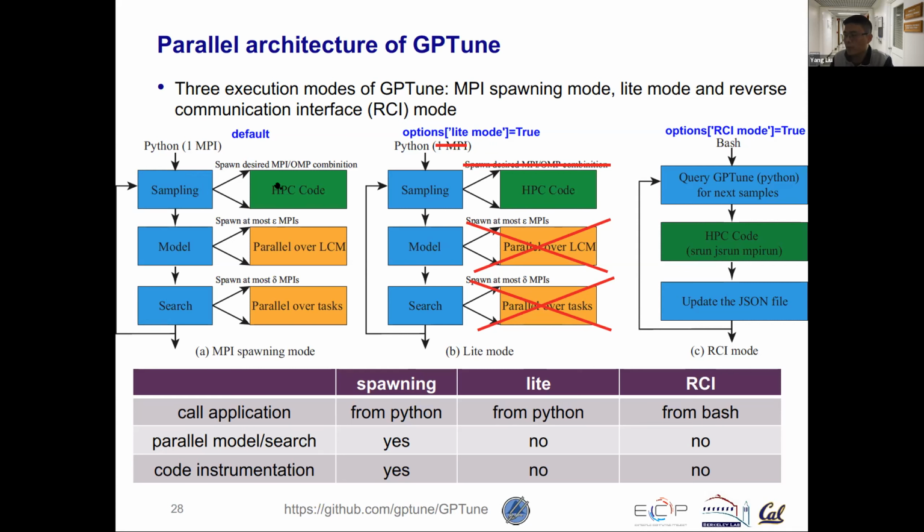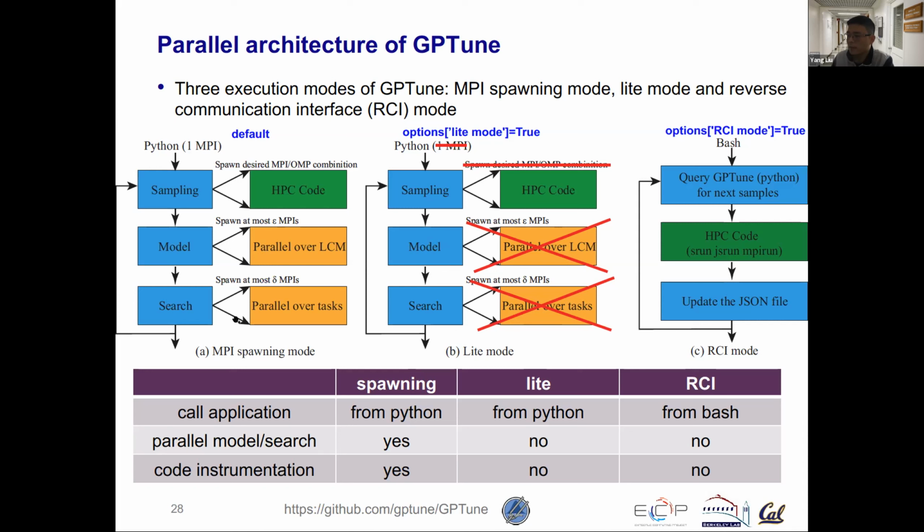And of course, you can do multiple HPC code samples in parallel, also with this spawning mechanism. And for the model phase, since the modeling is the most expensive part inside the tuner, suppose the coarse matrix is size n by n, that cost is n cubed. So essentially, we can also use MPI spawning to use multiple MPIs to accelerate the modeling phase.